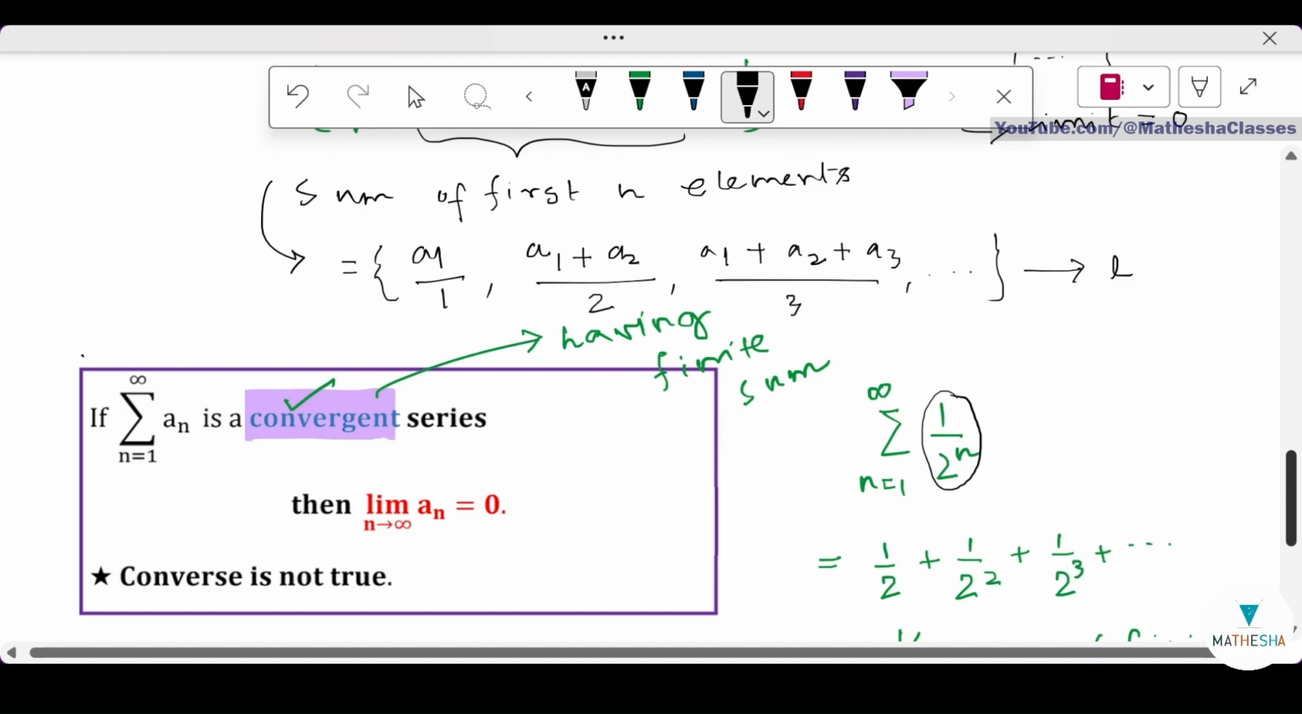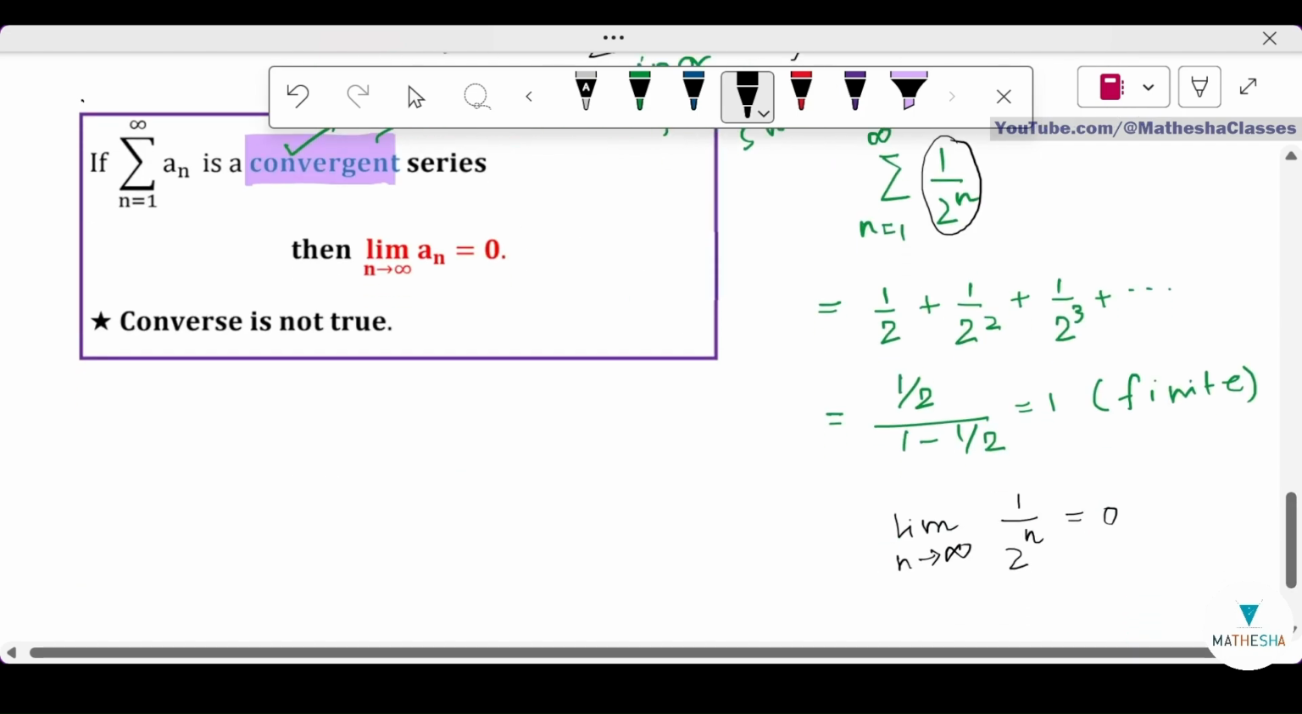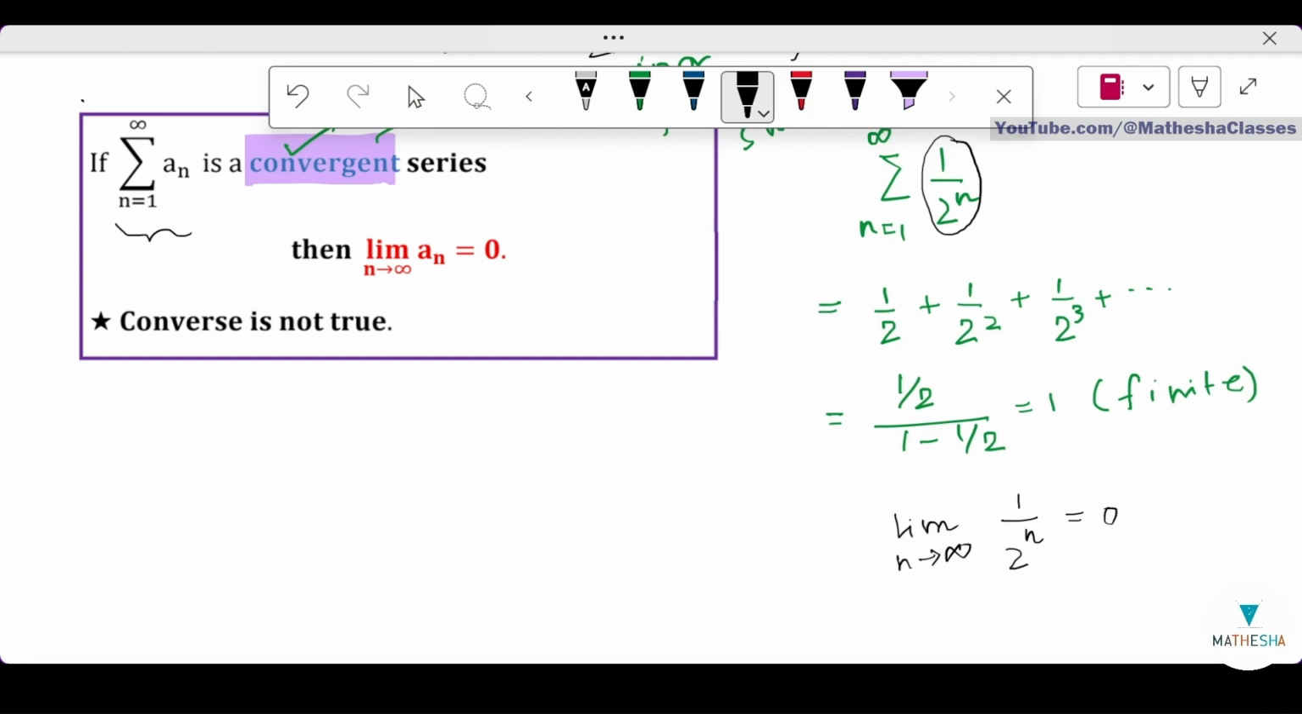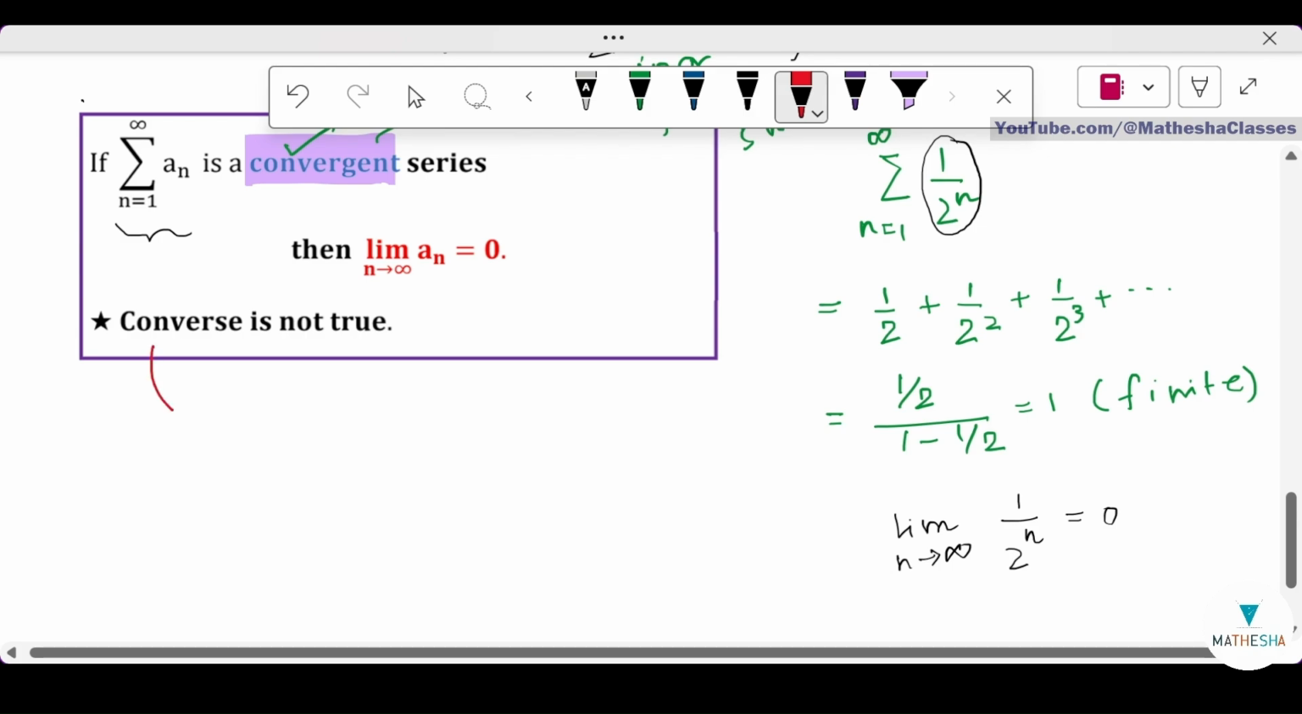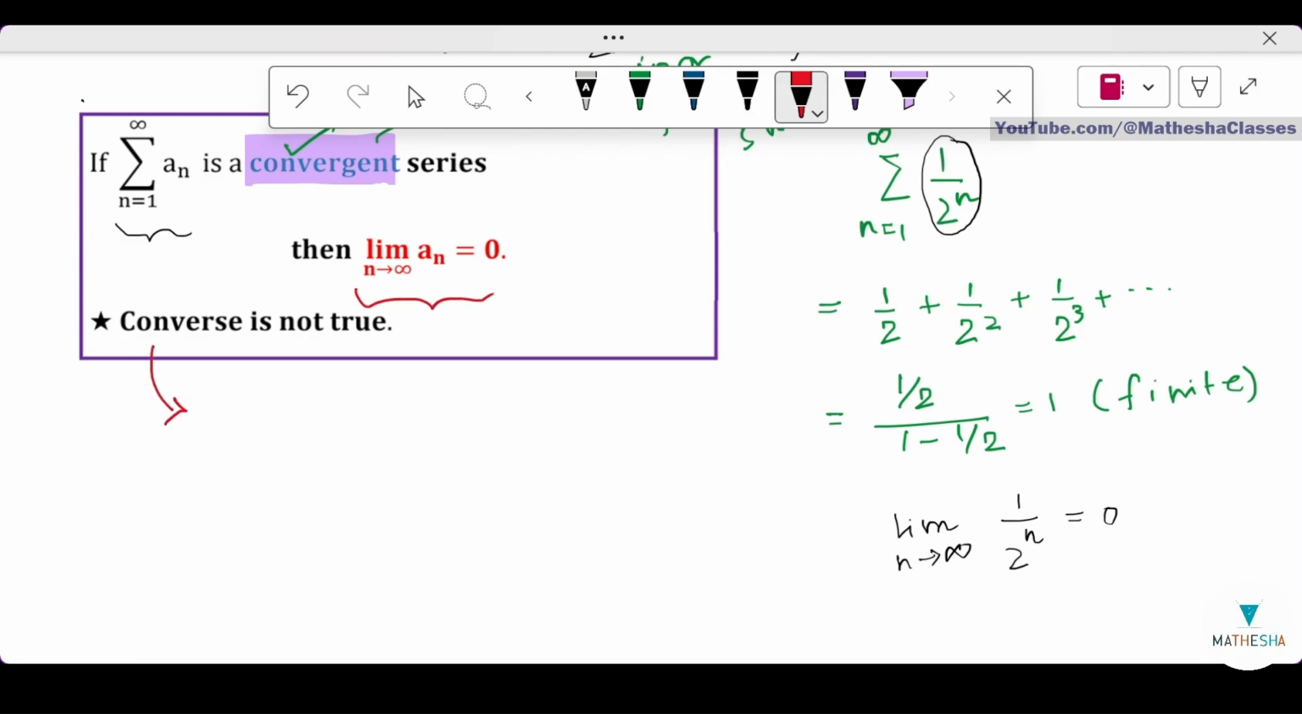कुछ भी convergent series ले लीजिए, summation a_n form में, where n runs from 1 to infinity, then limit a_n must tend to 0. अब देखिए इसका converse true नहीं है. When you are considering the converse, you cannot say whenever this is true, the corresponding series is convergent.